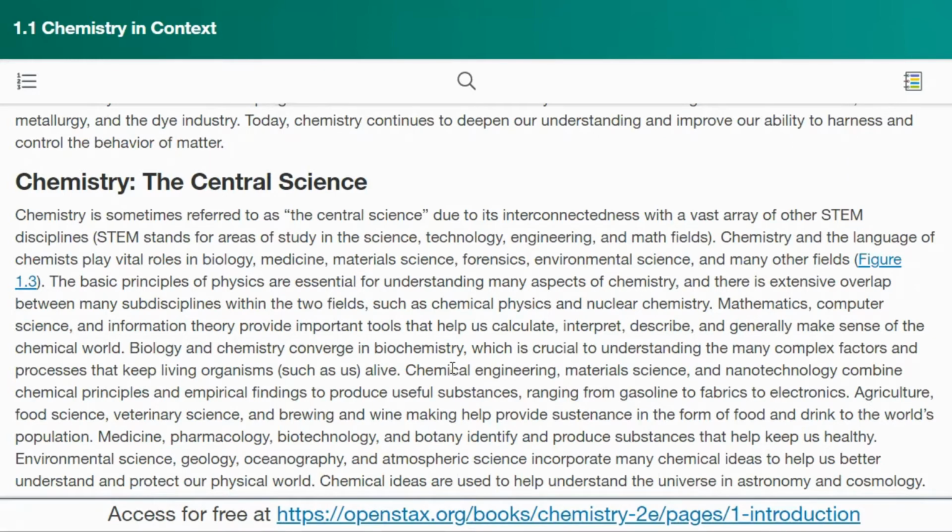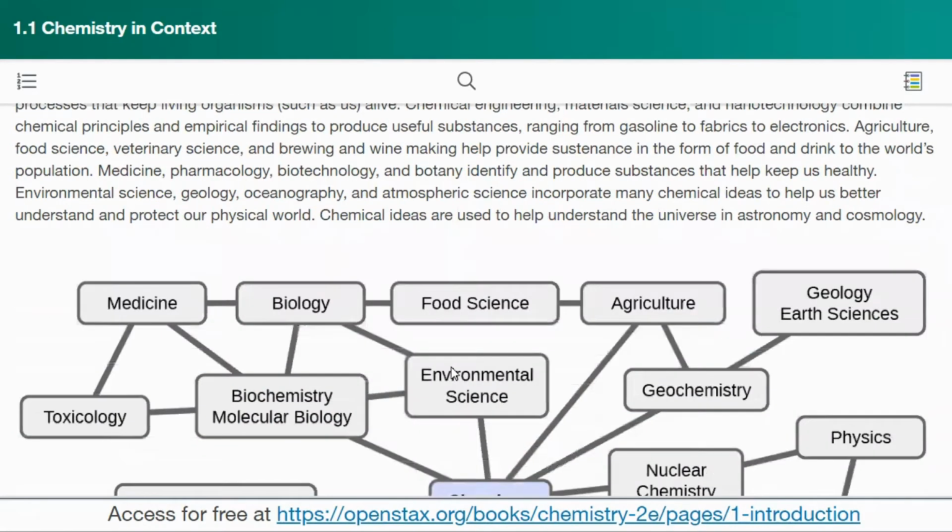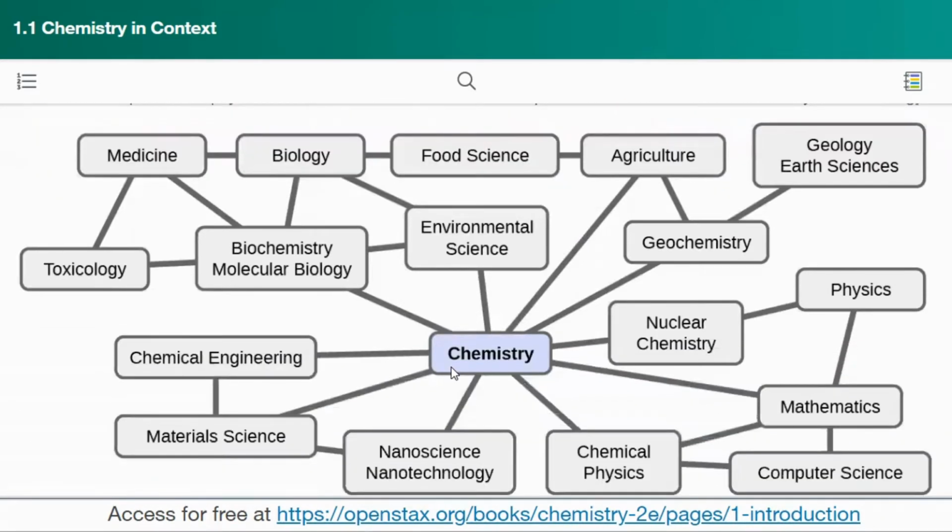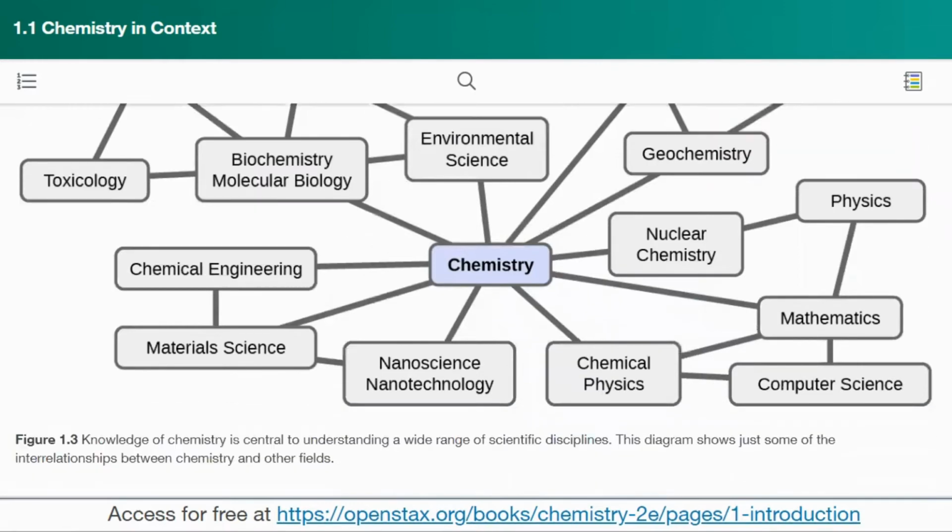Medicine, pharmacology, biotechnology, and botany identify and produce substances that help keep us healthy. Environmental science, geology, oceanography, and atmospheric science incorporate many chemical ideas to help us better understand and protect our physical world. Chemical ideas are used to help understand the universe in astronomy and cosmology. That's a beautiful diagram right there. Chemistry is the central science.